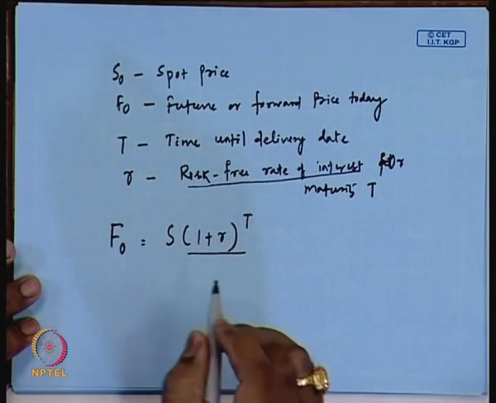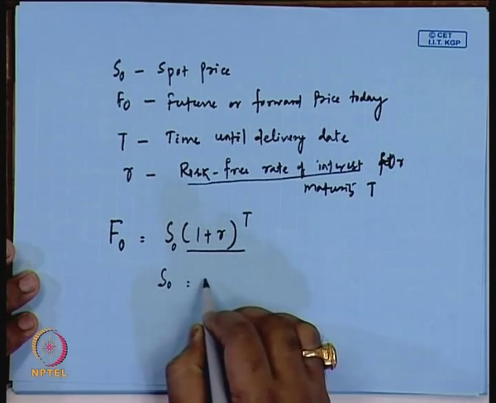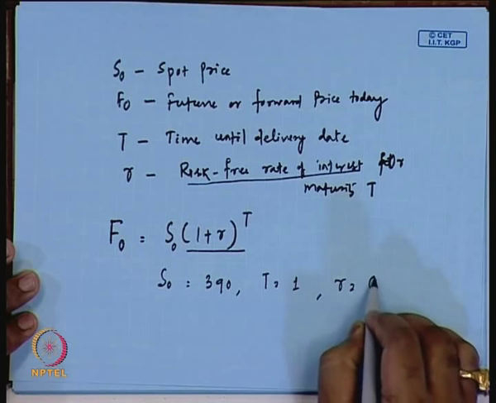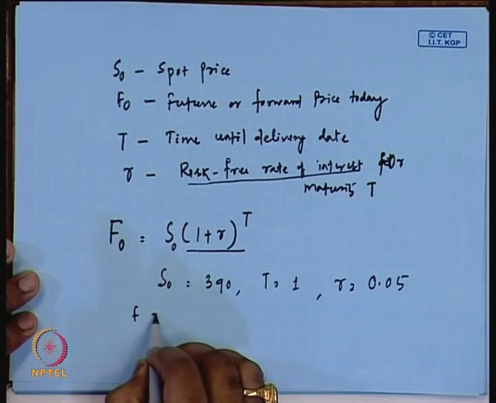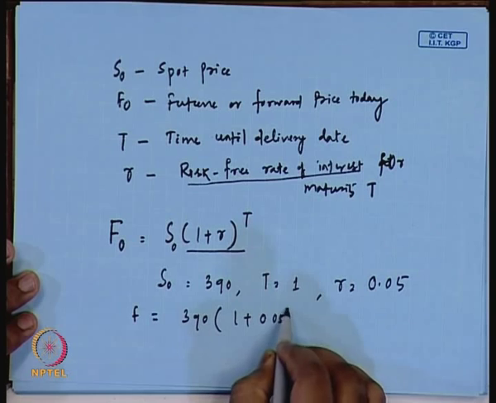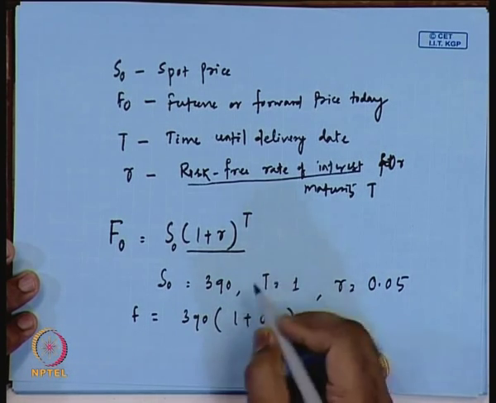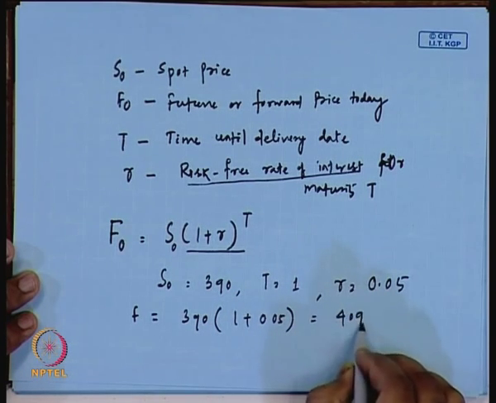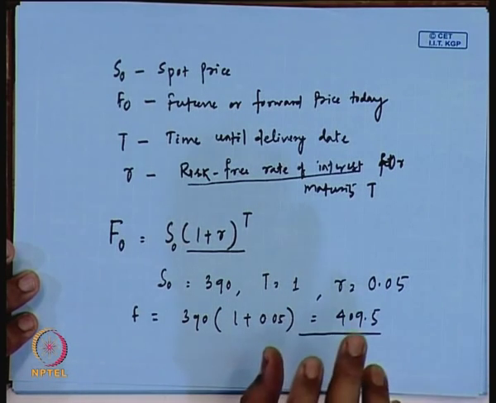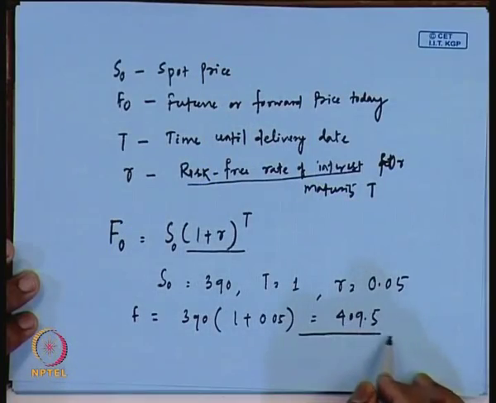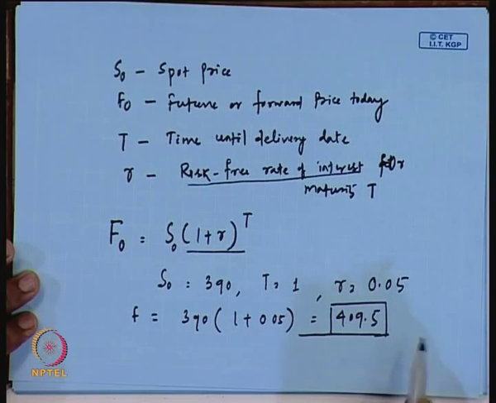So, here on an example, let your S0 be 390 and T be 1 year and R be 5%, that means 0.05. Then obviously F will be 390 into (1 plus 0.05). If the period is more than 1, then you could have this particular notation here. Then it will be 409.5. That means we are expecting that if the securities provide no income, the minimum income is whatever rate of interest we are getting in terms of the risk free rate. Accordingly, we can decide what should be the price of that particular future in a particular time period.